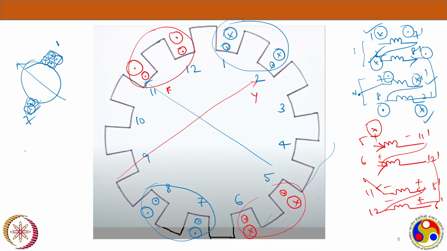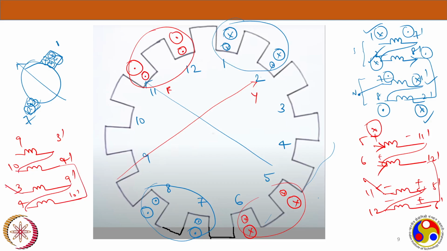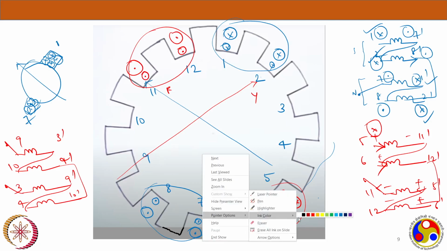So I am just drawing for the B phase here itself. 9, 3 dash, and it is 10, 4 dash, and then we have 3, 9 dash, 4, 10 dash. The joining also we remember: 4 dash will come to 10 dash and 9 dash will go to 4, and these two are the terminals. Now, first we are placing 9 and 3 dash. 9 here, let me take another color.